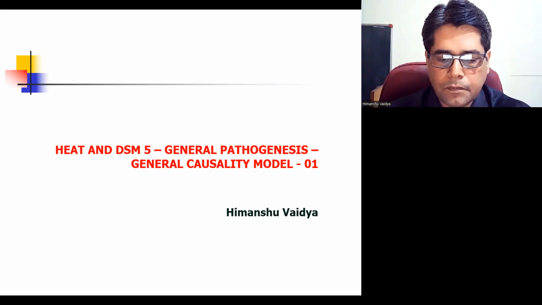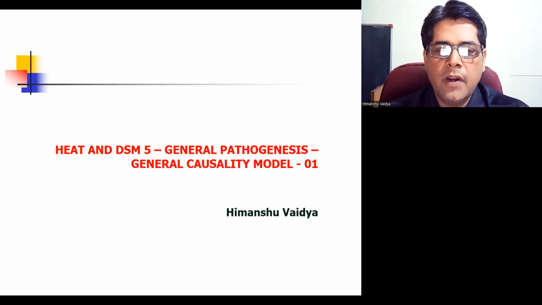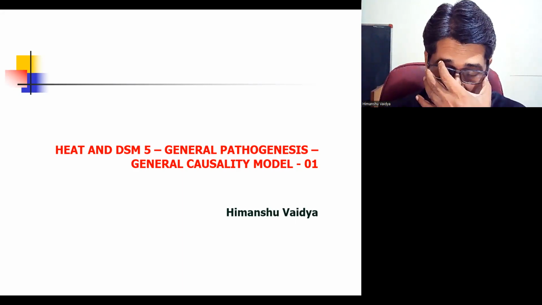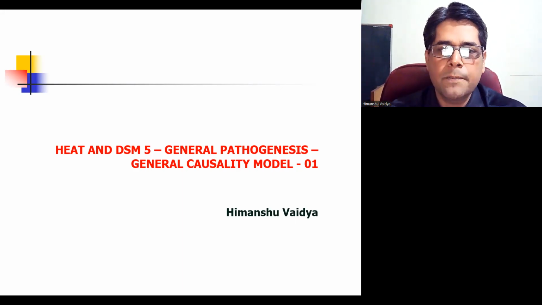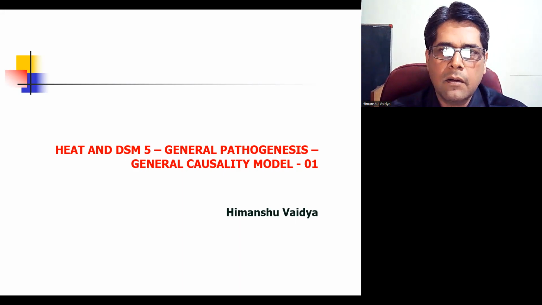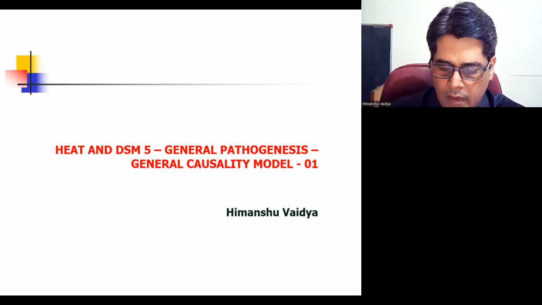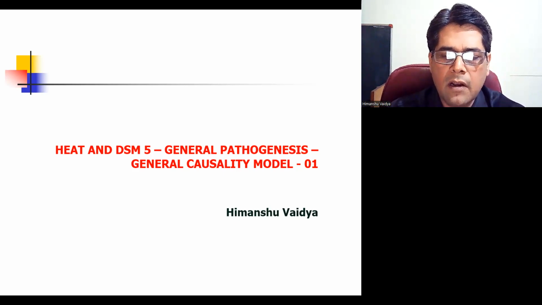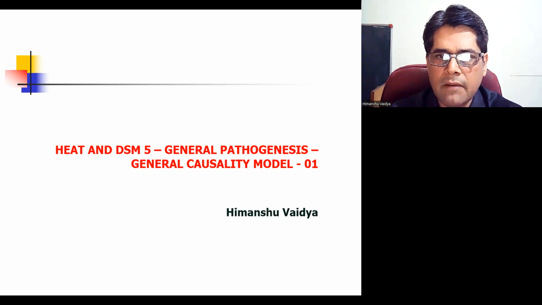What I have done is, out of DSM, there are about 17 chapters where therapy can contribute substantially. The rest of the chapters are very bio-heavy, where little therapy can do. So I have taken these 17 chapters where therapy can contribute substantially and go over how to apply the general causality model to them. Similarly, we will take up each element of pathogenesis of heat and apply it to these 17 chapters.